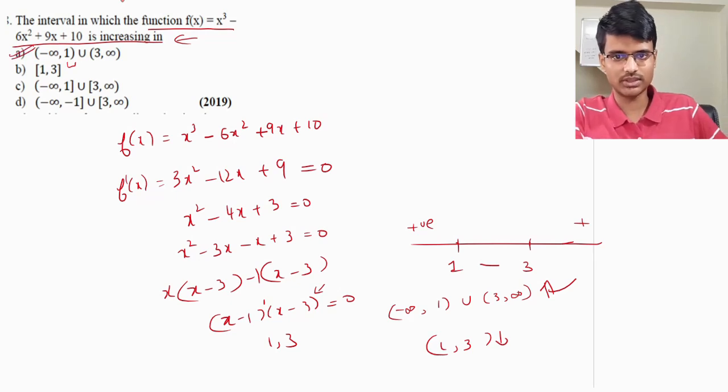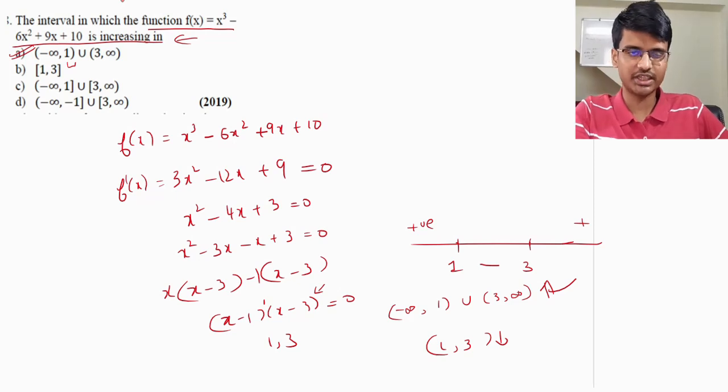Okay, this was a pretty easy question. We just differentiated, we equated it to 0, we found the stationary points. The stationary points are 1 and 3, and we checked the nature of f'(x) between these intervals, and we found out in which interval the function is increasing.